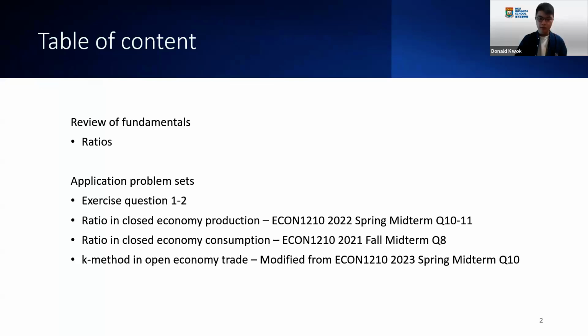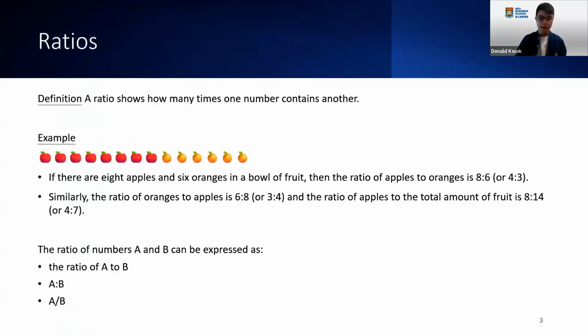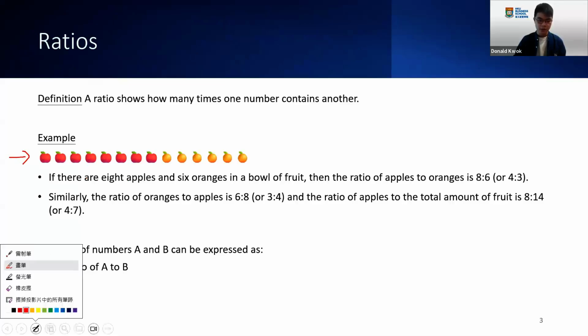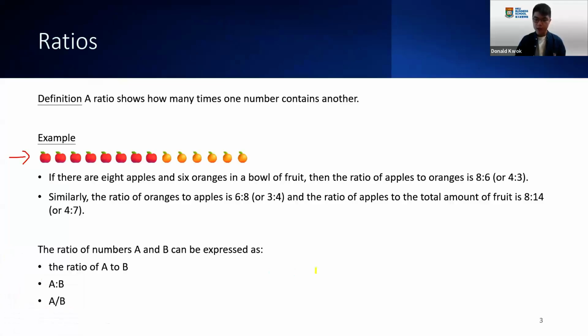Right, so to begin with, let's go through the review part together. Today's topic will be about ratio, and ratio expresses how many times one number contains another. Let's take a look at the simple example here, where there are 8 apples and 6 oranges, right? We say that the ratio of apples to oranges is 8 to 6. This is how we can express ratios. Or alternatively, we can also say that the ratio of oranges to apples is 6 to 8.